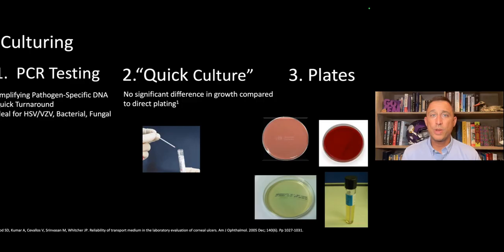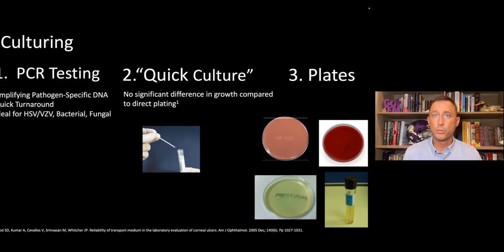There's a variety of different ways we can culture. PCR testing has become popular. This is really looking at the pathogen-specific DNA of the actual bacteria or the fungus or the herpetic condition. You can do a quick culture, which has been shown to be comparable to direct plating, or in some practices, they like to do plates. In our practice, we do both PCR testing as well as plates. We have found that we're able to pick up some things on plates because you're growing it that maybe the PCR isn't catching. Sometimes PCR catches it where plates don't.